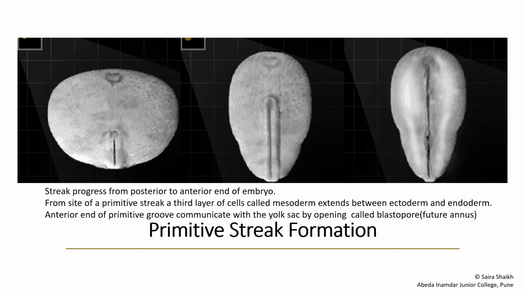So in the figure you can see how this streak is growing. This streak reached the yolk sac. In the third picture you can see the streak has reached the yolk sac. It communicates with the yolk sac by an opening called the blastopore, and this blastopore will be the future anus structure in the human being.